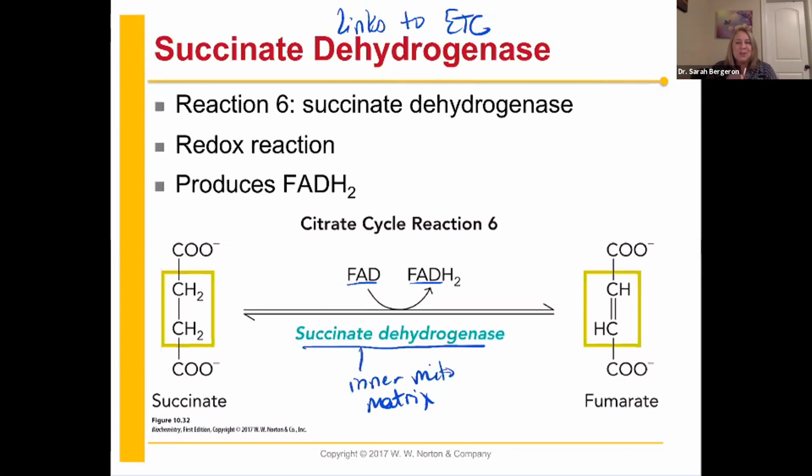So you don't have to know about the electron transport chain yet, but I'm trying to bring it up now so that when we get to it, you're going to go, oh yeah, I remember where the citrate cycle made those FADH2s, and that's where it's being used. But you do know that this is the reaction that links directly to the electron transport chain. Okay, so now we're sitting at fumarate.